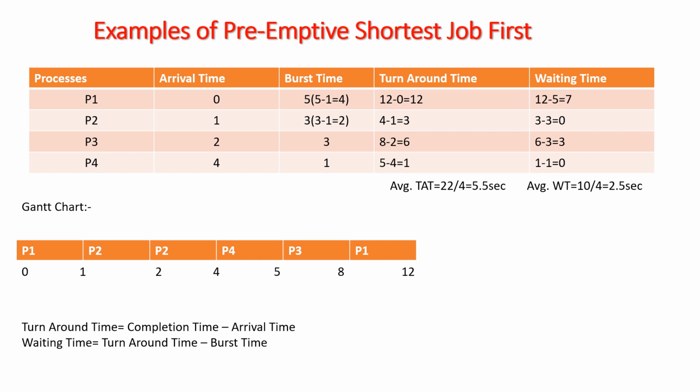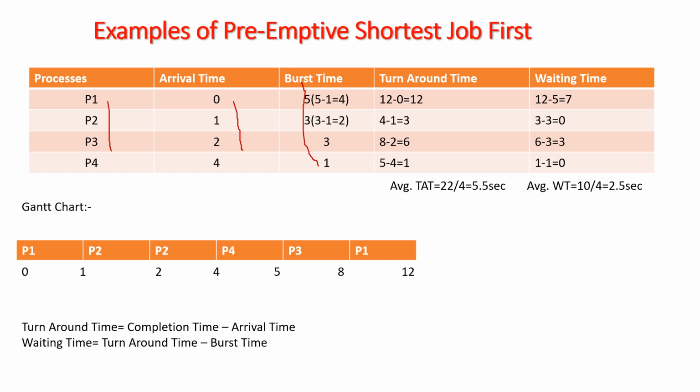What does it say? These are the processes, and these are their arrival times. And burst time is also given. The burst times are 5, 3, 3, 1 for processes P1, P2, P3, P4, and these are their arrival times. What we have to do is calculate the turnaround time and the waiting time. So for this, we first have to prepare a Gantt chart.